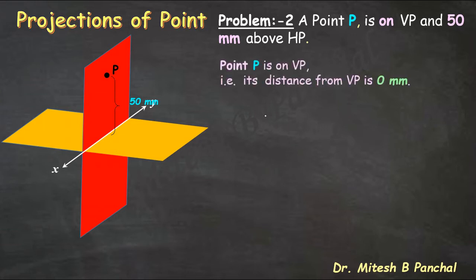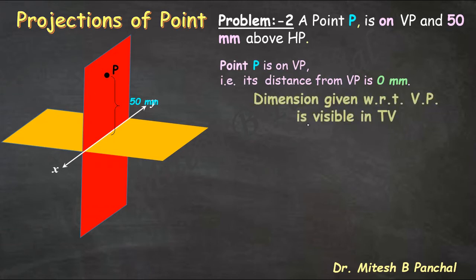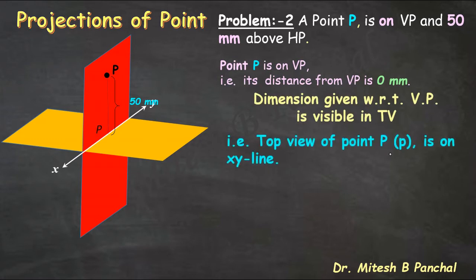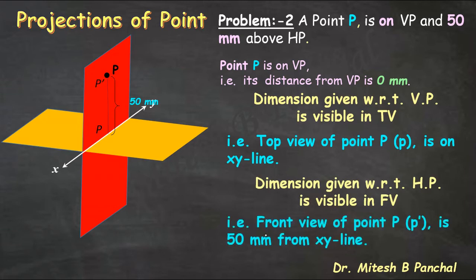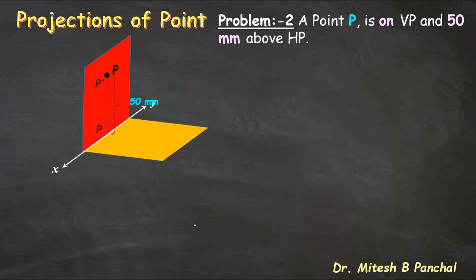So again we know that point P is on VP, so its distance from VP is 0. Now distance from VP is visible in top view, that means top view of point P, that is small p, is on XY line. Similarly, dimensions with respect to HP is visible in front view. So front view of point P, that is nothing but the P dash, is 50 mm above XY line. So this one is the demonstration of the given problem, that is point P is on VP and 50 mm above HP.